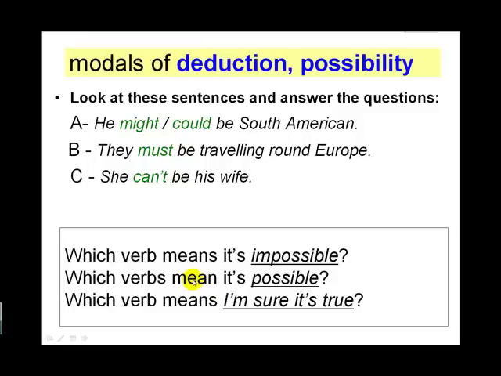Which verb is possible? He might, could be American, South American. This is, it might, maybe. Okay, it's possible. And I'm sure it's true. They must be traveling around Europe because there is evidence that tells you so. So they must be traveling around Europe.